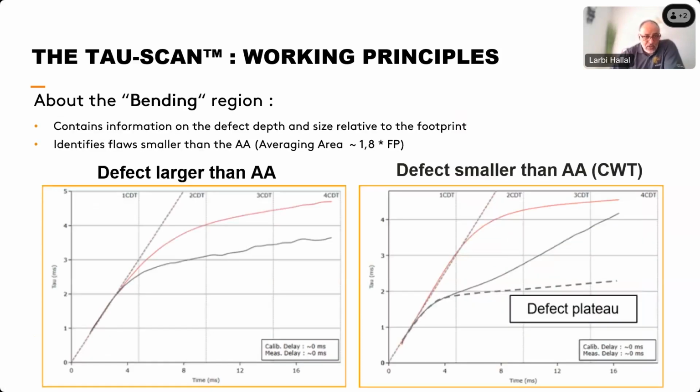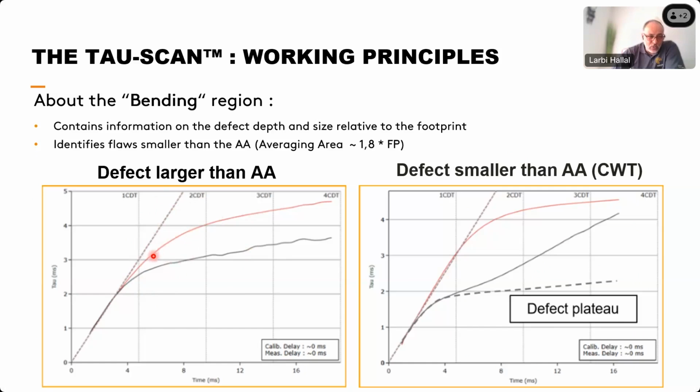The second region, the bending region from 1 to 2 CDT, you can see here. I don't know if you see the mouse, but otherwise I can maybe, yeah, right here, maybe it's better like this. So here is our bending region from 1 to 2 CDT. This is important because it will contain information about the defect depth.